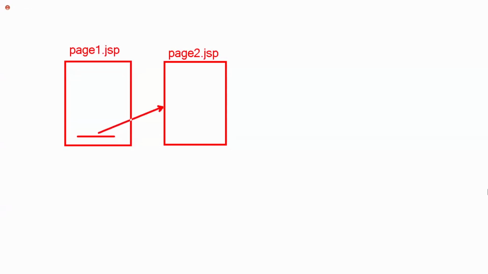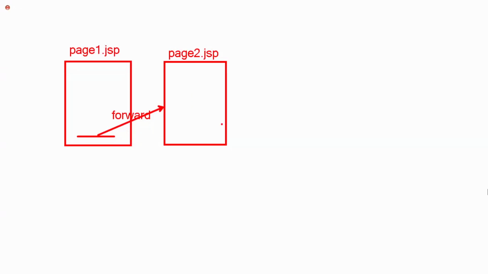Suppose here page2.jsp, another program. From here, I'll write forward. Here one attribute scope I'll set, page scope I'll set. That page scope attribute, can I access here? Can I access? No. Within the page only can access.